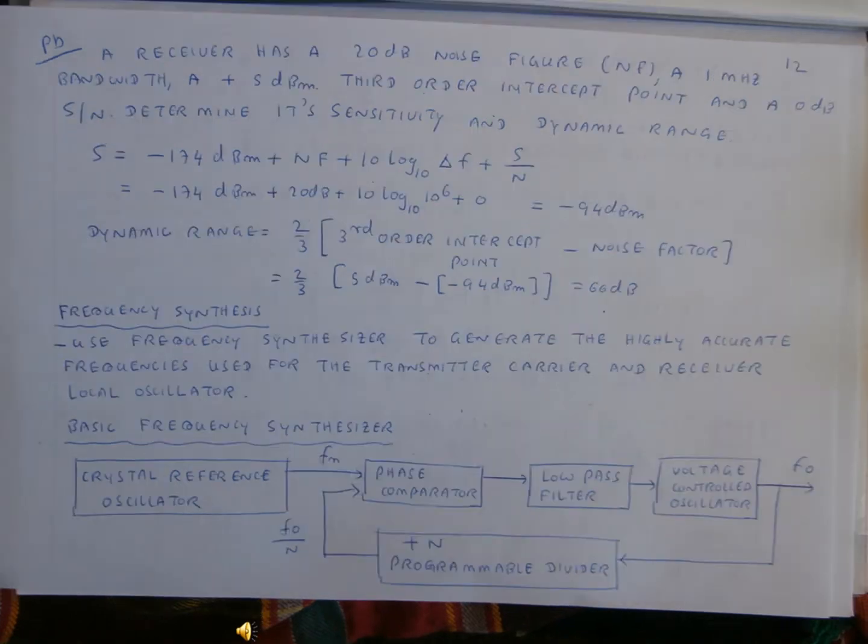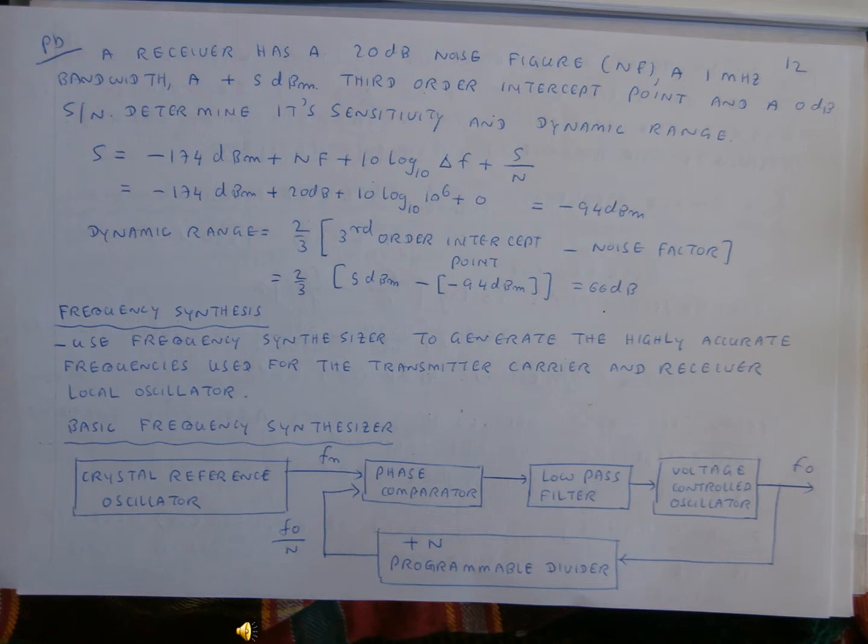We saw this as one problem. A receiver has a 20 dB noise figure and a 1 megahertz bandwidth, a plus 5 dBm third-order intercept point, and a 0 dB signal to noise ratio. Determine its sensitivity and dynamic range.